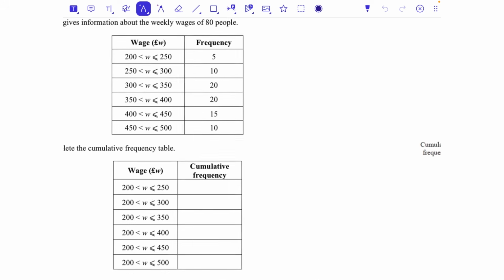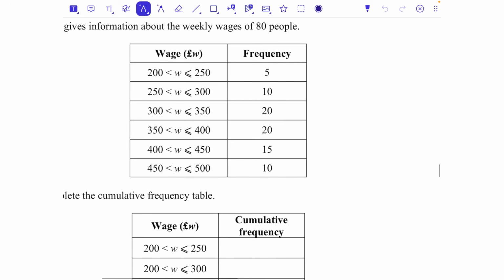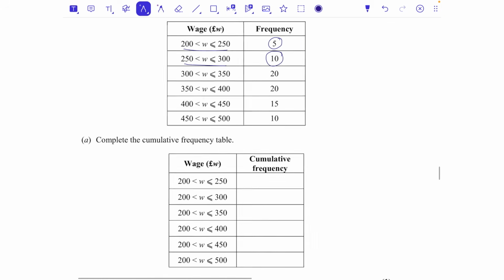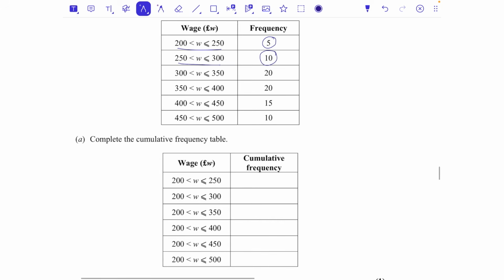So if you have a look carefully at the headings here, if we just look at this first table, we've got 5 people who have a weekly wage between 200 and 250. We've got 10 people that have a weekly wage between 250 and 300. If you then compare that to the cumulative frequency, you'll notice the categories are different. The first category is the same, 200 to 250, so that's still got 5 people in it. But for the next category, 200 to 300, we're saying I want all the people in that first category, and I also want all the people in that category, so that all the people that earn between 200 and 300 are included. So that's going to be 15.